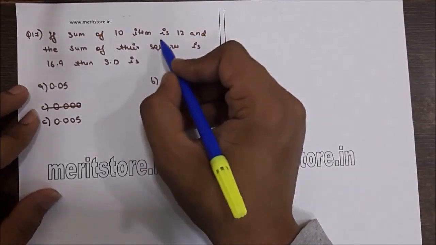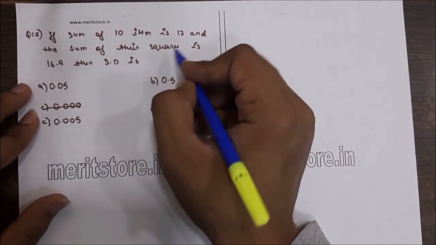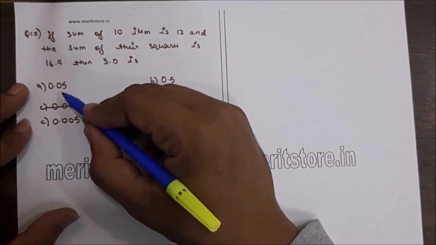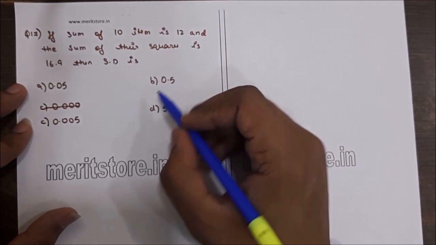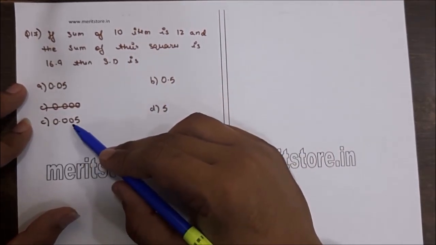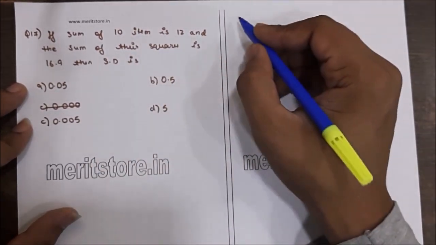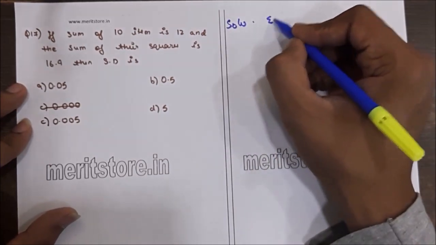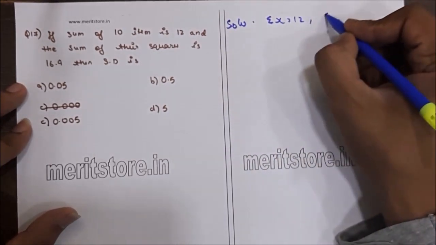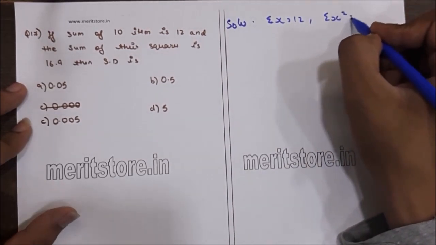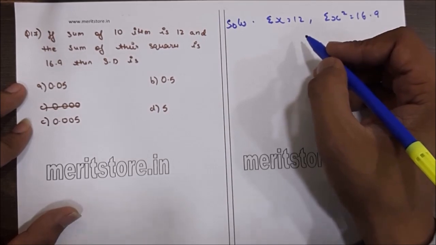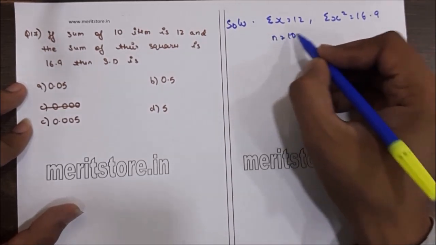The sum of 10 items is 12 and the sum of their squares is 16.9. Then SD is option A 0.05, option B 0.5, option C 0.005, option D 5. Therefore, the solution is, as we have given, summation x is equal to 12, summation x square is equal to 16.9, and n is equal to 10.